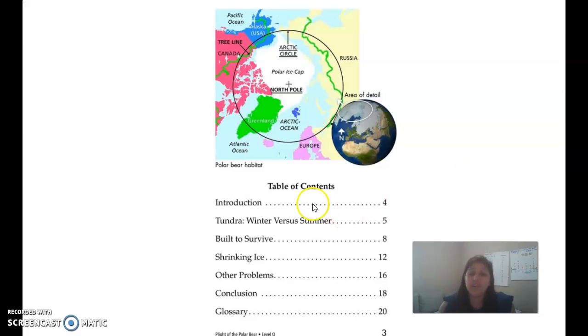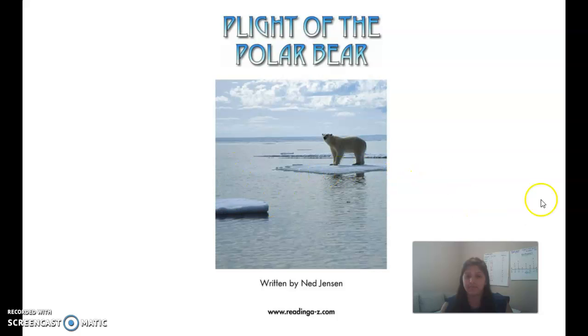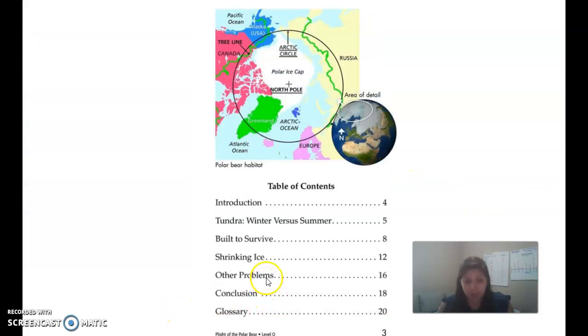We're starting off with our table of contents. I can tell what this book is going to be about by reading the table of contents and getting an idea of the things it's going to share with me. So we're starting off with the introduction, which I'll probably read to you guys today. Then we're going into tundra, winter versus summer, built to survive, shrinking ice. That actually kind of brings me back to this picture back here, shrinking ice. Other problems, conclusion, and glossary.